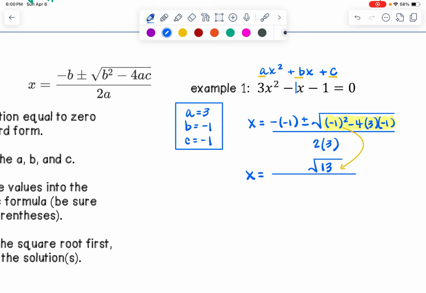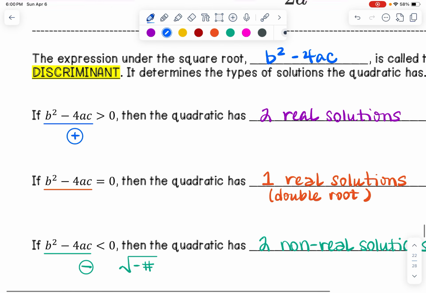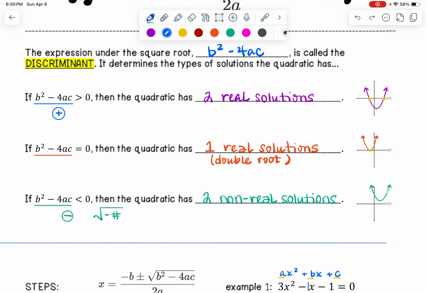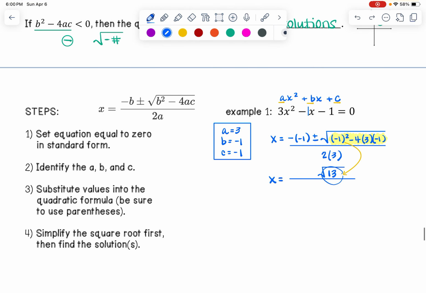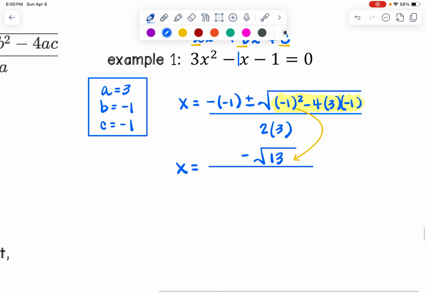So all of that simplifies into the square root of 13. That is our discriminant. Notice that is a positive number. So if you recall up here, if your discriminant is positive, we know we're going to end up with 2 real solutions, which is nice. All right, now I'm going to simplify everything else. So I've got my plus or minus still in front. I've got my -1, which is a 1, and then 2 times 3, which is 6. Okay.